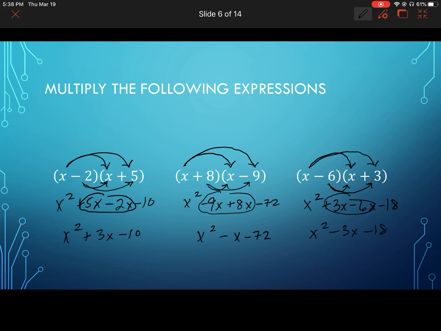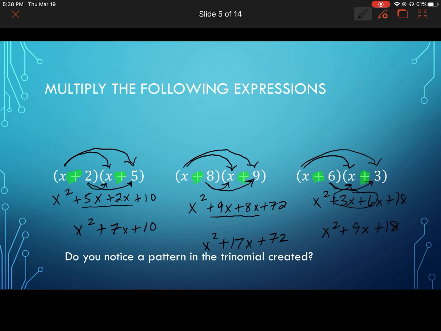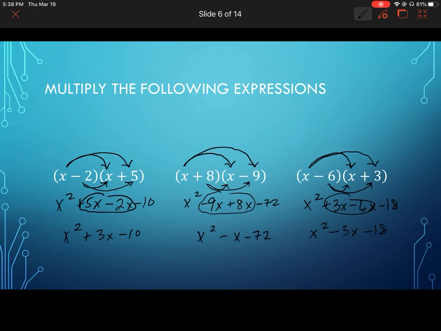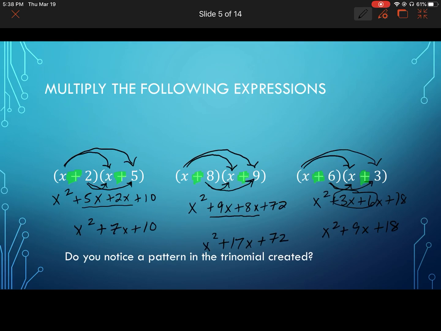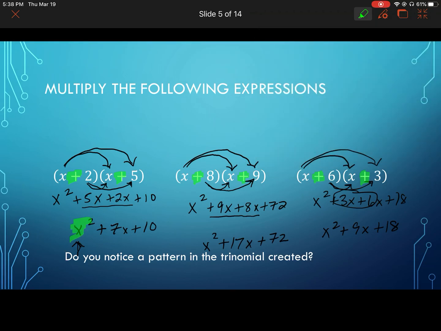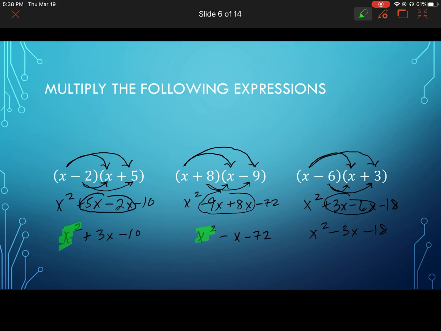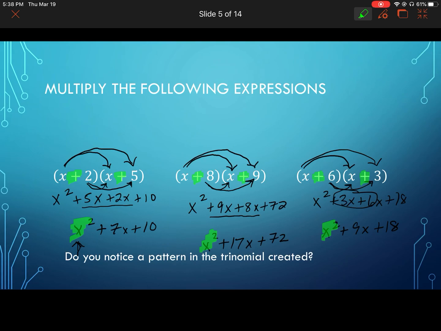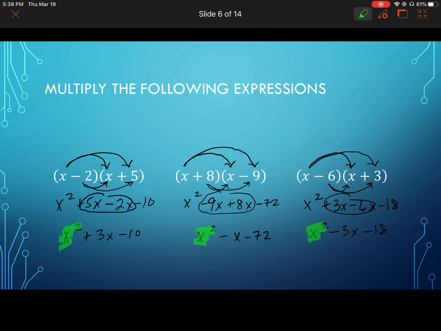So let's just stop for a second and take a look at what we've got here. If I compare this to the slide prior to this, look at my answers. So let's take a look at the first one. Notice that the first term in each one stays the exact same, right? It's still x squared every single time. Also, if you notice, what else is the same? The last term.